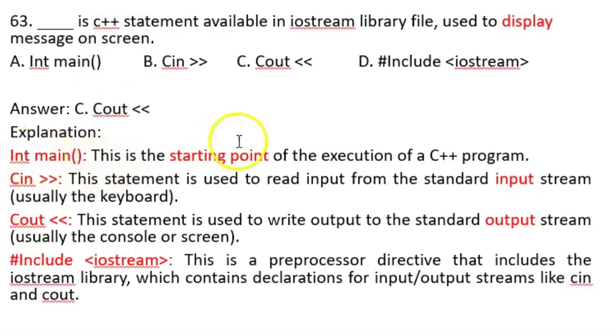int main in C++ means the starting point of the execution of a C++ program. cin is used to read input from the standard input stream, usually the keyboard.